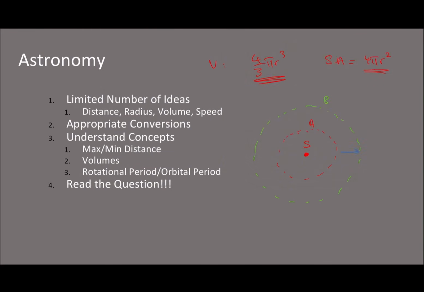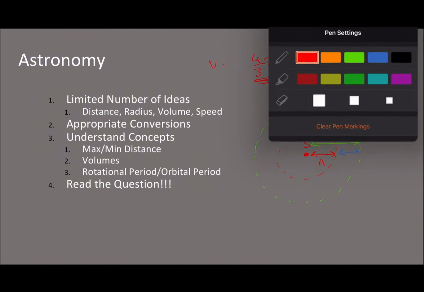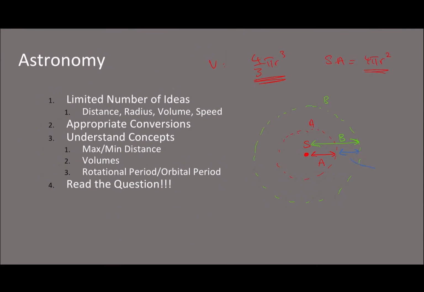If you think about it, they're going to be closest together when they're right next to each other. The best way to calculate that is to take the big radius of B, and then simply subtract the radius of A. So this is equal to B minus A. That's when they're going to be the closest together.